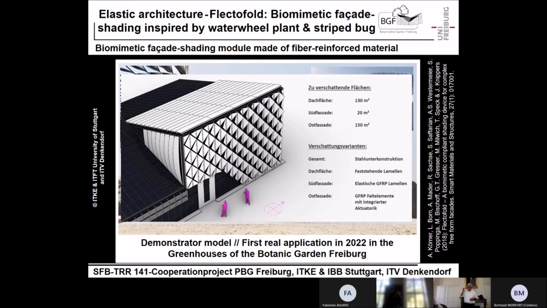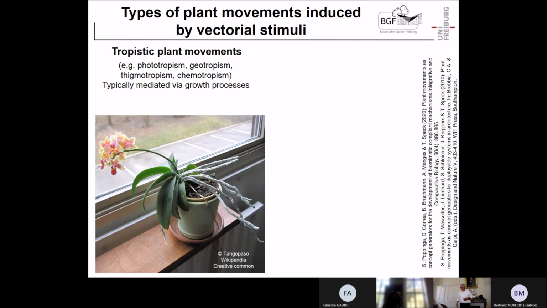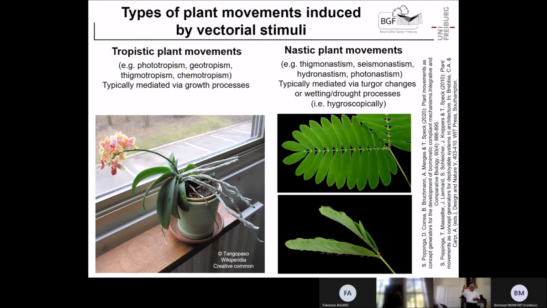These are the two facade shading systems which were relatively well known, inspired by plants. For the next example, I have to give you a slight tour into growth processes in plants, motion processes. You have the so-called tropistic plant movements: phototropism, geotropism, thigmotropism, and they are typically mediated by growth processes. Then you have nastic plant movements: thigmonasty by touch, seismonasty by shaking, hydronasty, photonasty, and they are typically mediated either via turgor changes in the parenchyma cells or via drying or wetting processes microscopically.